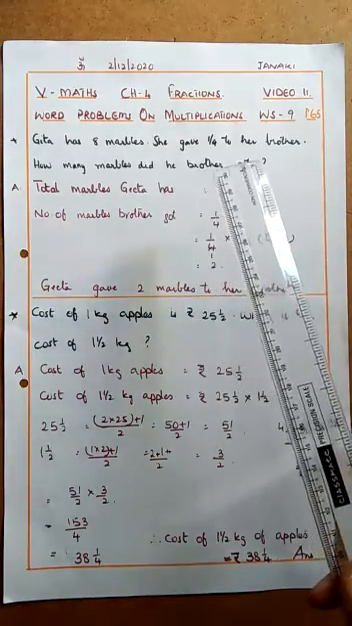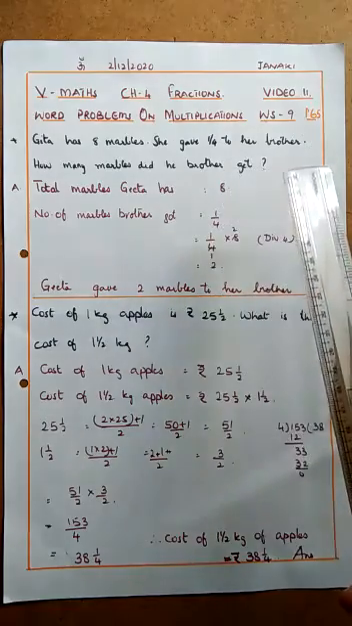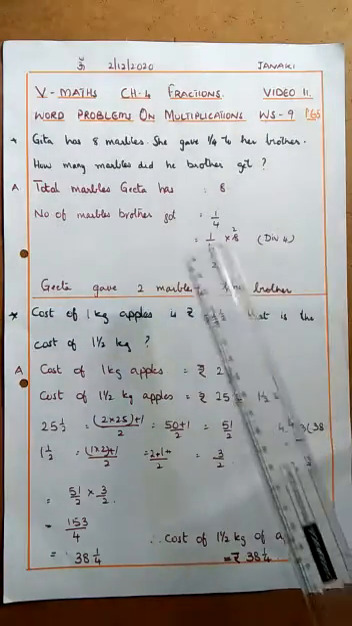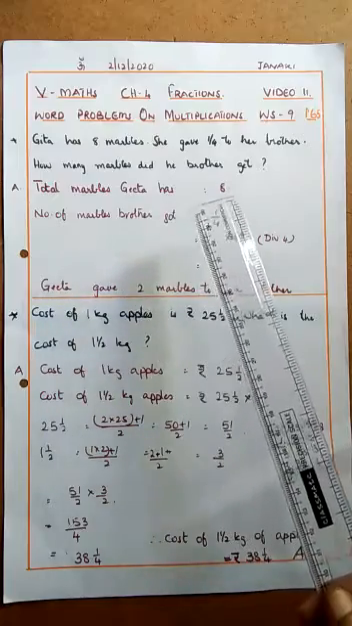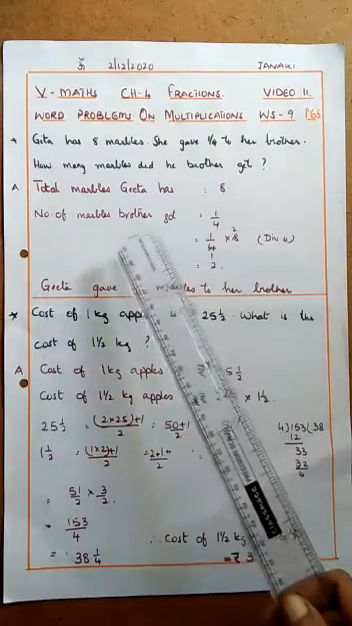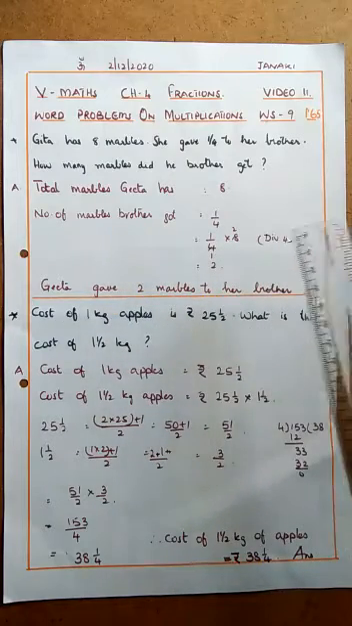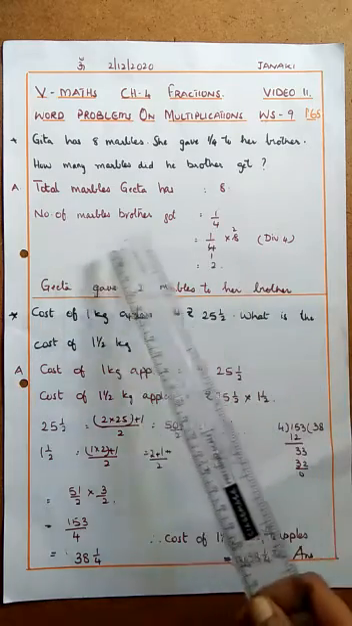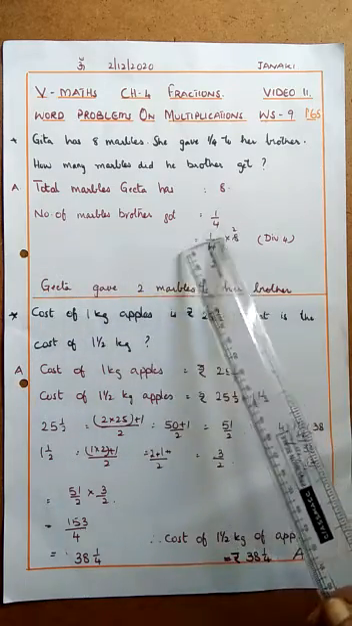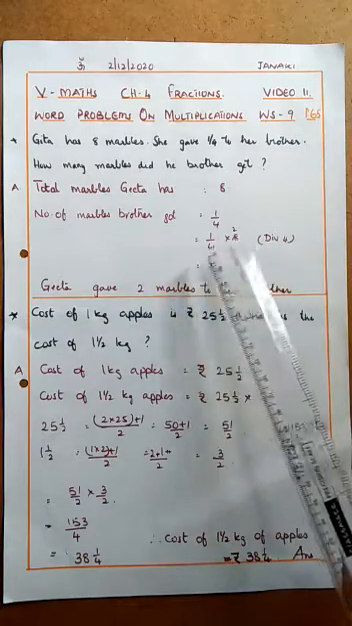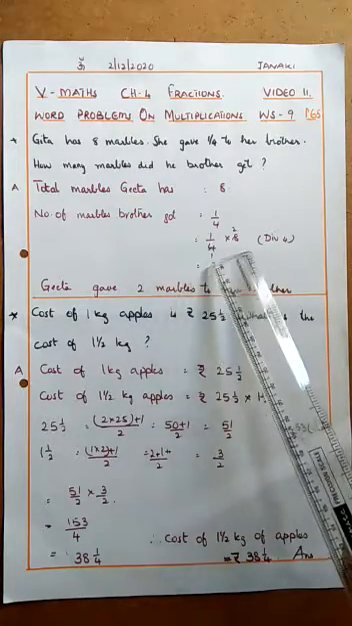Geeta has 8 marbles. She gave 1/4 to her brother. How many marbles did her brother get? Now total, how many marbles does Geeta have? Geeta has 8 marbles. She gave 1/4 to her brother. So how much is 1/4 of 8? Now let us find it. Her brother got 1/4 out of 8. So 1/4 of 8, 1/4 into 8.